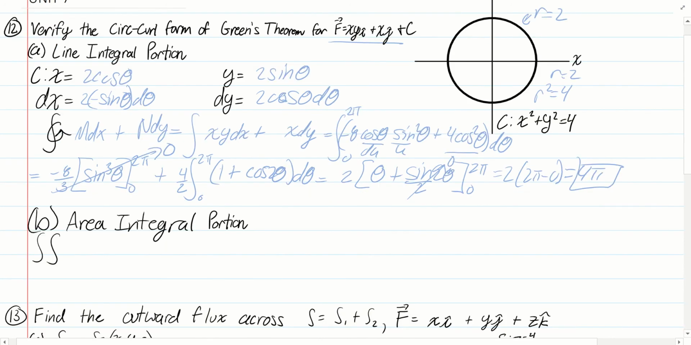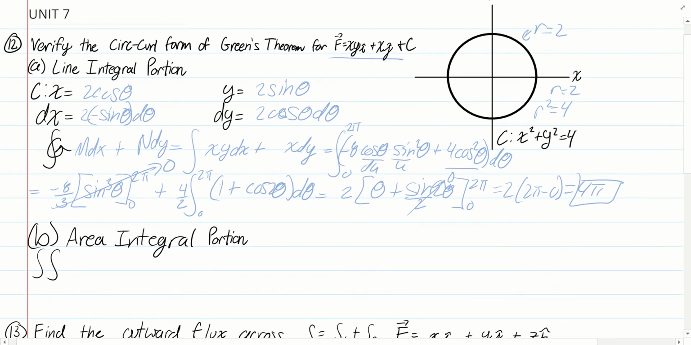Now the area integral here. Remember circulation curl form, the stupid mnemonic device I have is: Nixon stole my curling iron. Nixon being partial of N with respect to x, stole being minus partial of M with respect to y, for my, and curl, because remember it's circulation curl form, and this is going to be dA over the xy region. So partial of N with respect to x is going to be 1, and the partial of M with respect to y is going to be x.